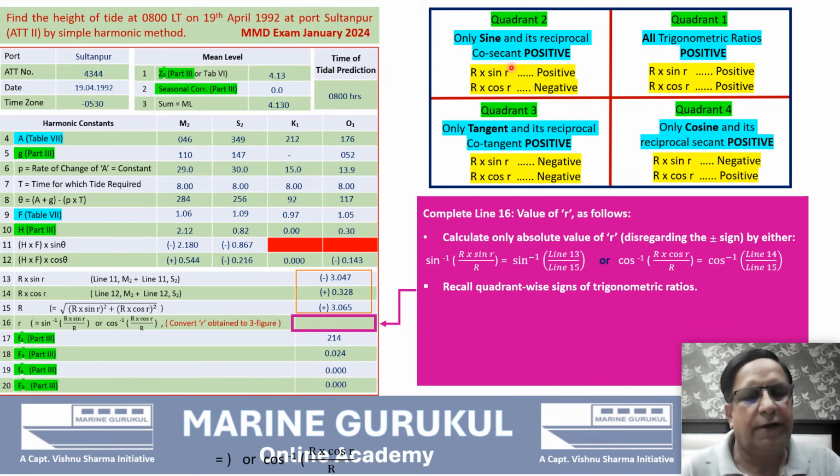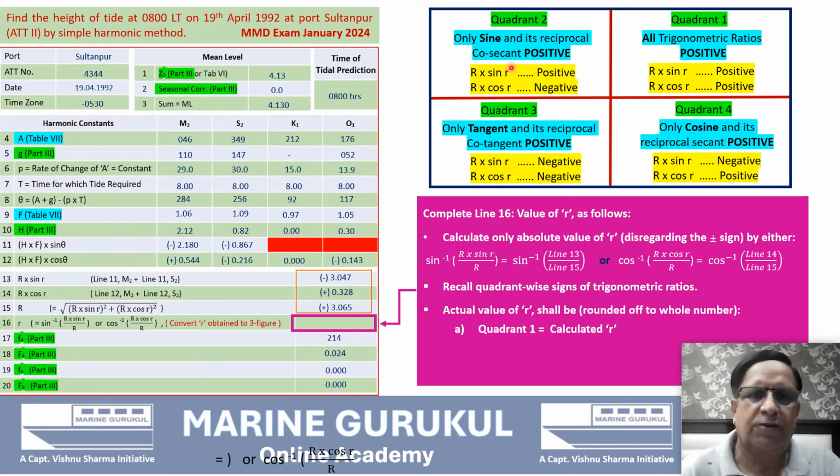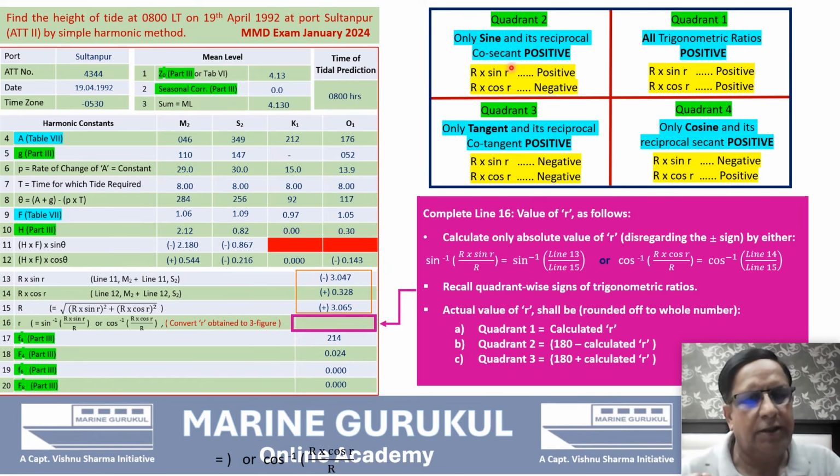Now once we identify the quadrant, then we can find out the value of r from the r that we have calculated. Actual value of r shall be rounded off to a whole number. If you find that the r is in quadrant 1, then whatever you have calculated on the calculator is the value of small r. If you find it to be in quadrant 2, then actual value of r will be 180 minus the calculated value. If you find it in quadrant 3, then it is 180 plus the calculated value. And if you find it in quadrant 4, it will be 360 degrees minus the calculated value.